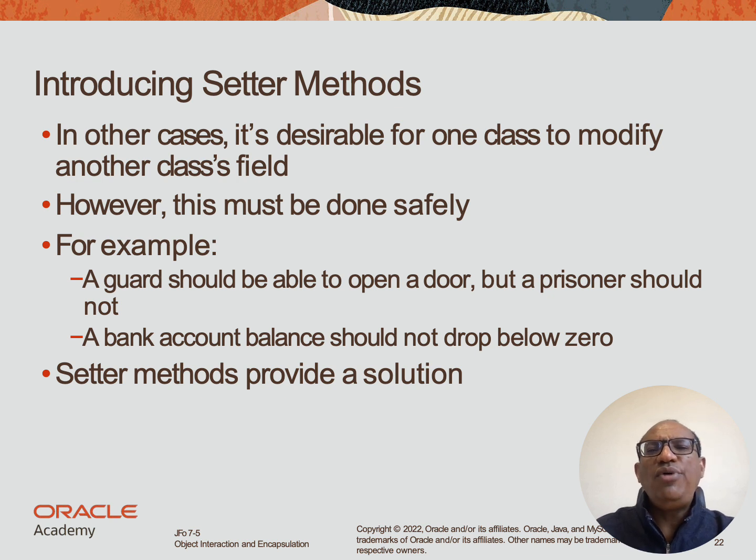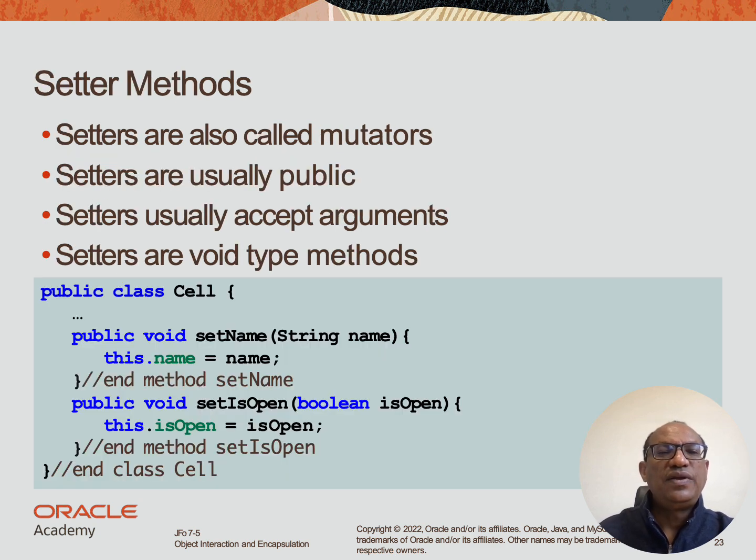But what about cases where we do want to change a field safely? Let's say a guard needs to open a cell. You don't want them to do this directly, like cell.isOpen = true. That's too exposed. Instead, we use a setter, also known as a mutator. Setters are public. They accept a value as a parameter. They have a void return type and set a field with conditions if necessary. Public void setIsOpen, it takes a parameter, boolean isOpen, then assigns this.isOpen = isOpen.